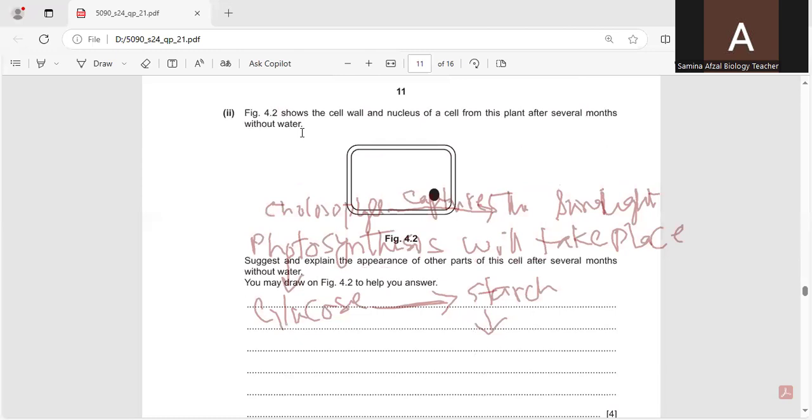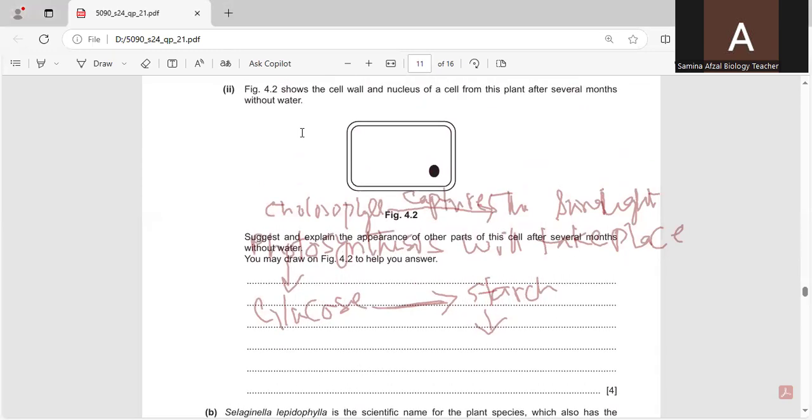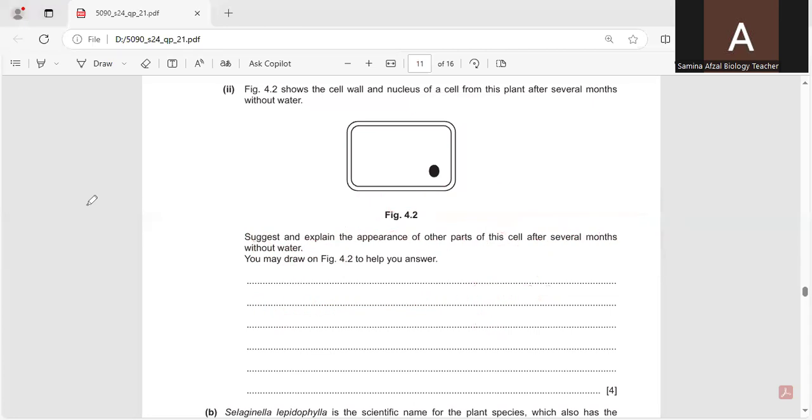So the next question you can see on screen is a diagram of a cell taken from this plant. It shows the cell wall and nucleus of a cell from the plant after several months without water, when there were conditions of dehydration. So suggest and explain the appearance of other parts of the cell after several months without water. You may draw on Figure 4.2 to help your answer. So I would like to draw on the picture as well after writing.